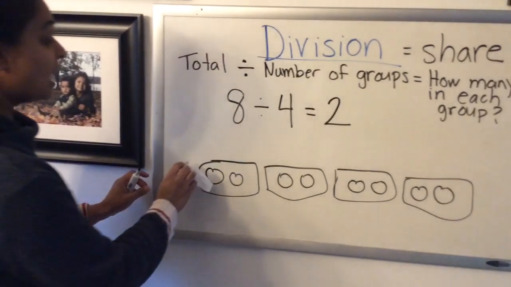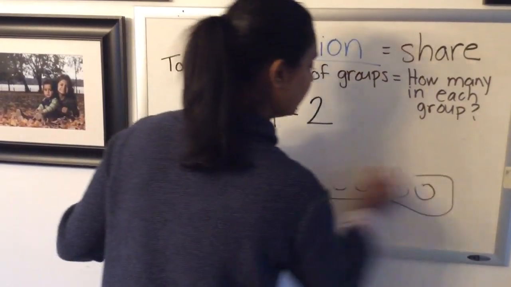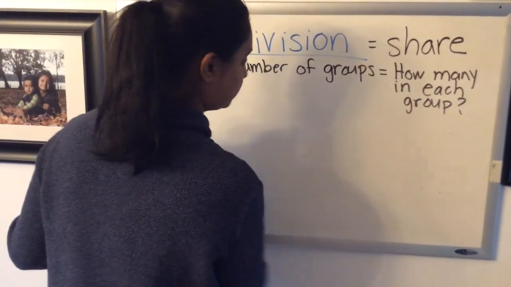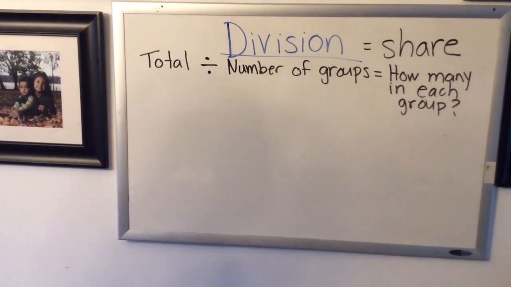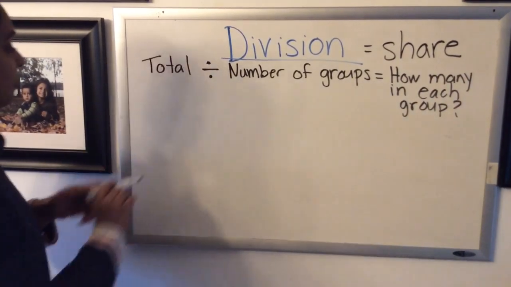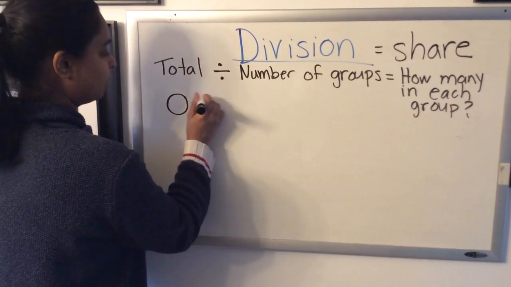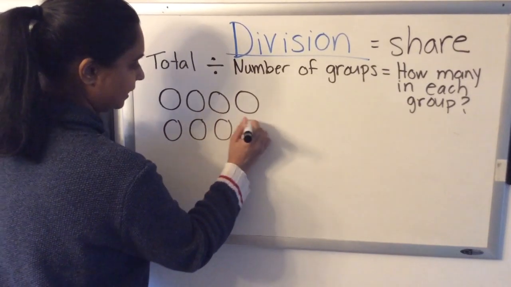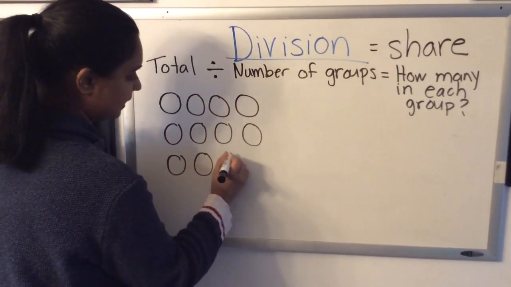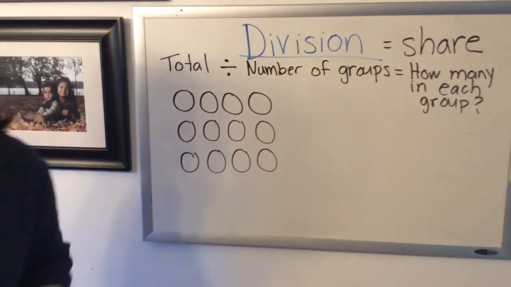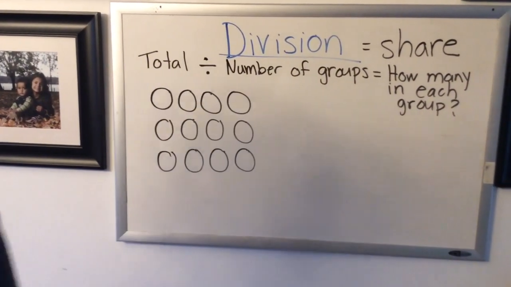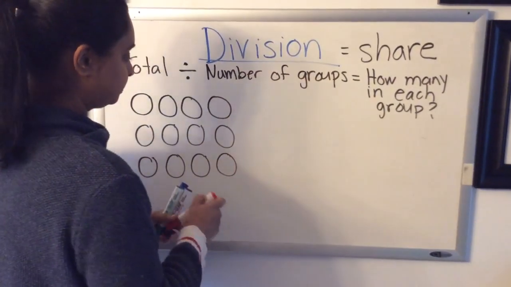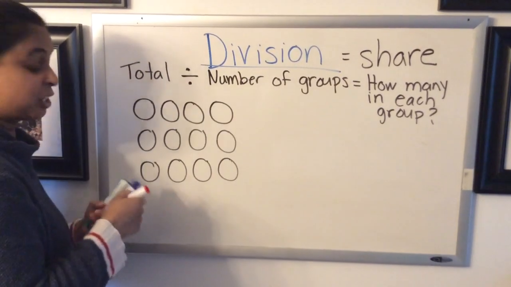So now I'm going to show you another example of sharing here, another way to do it. And you're going to see a similar question like this, where there's going to be some marbles. So I'm going to draw 12 marbles. 5, 6, 7, 8, 9, 10, 11, 12. Okay. Now, we're going to say that there are 4 people who are going to be sharing these marbles.